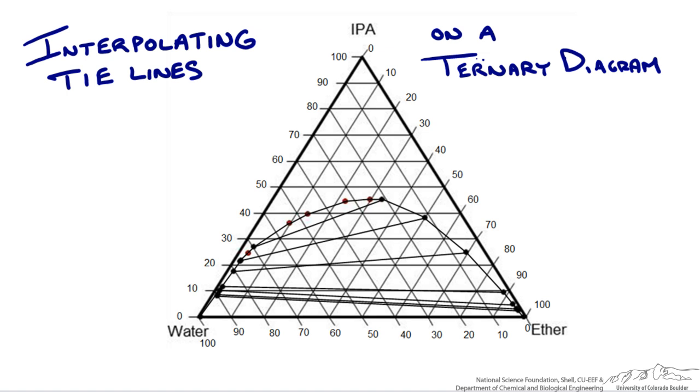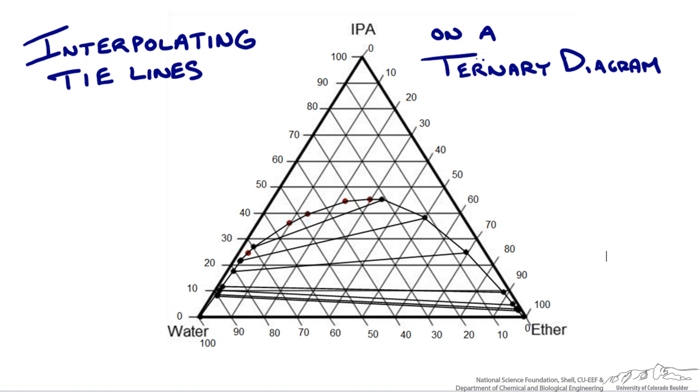In this video, we're going to look at interpolating tie lines on a ternary diagram. And here we have a ternary diagram for three liquids, IPA, water, and ether, at a specific temperature and pressure. And we have our phase equilibrium data here.